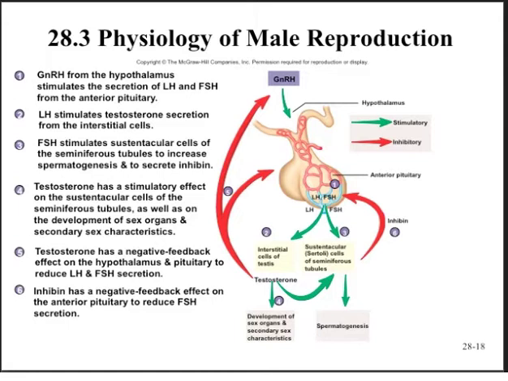Testosterone has a stimulatory effect on the sustentacular cells of the seminiferous tubules, as well as on the development of the sex organs and the secondary sex characteristics. Testosterone ultimately has a negative feedback on the release of GnRH, FSH, and LH, again in order to modulate sperm production so that it's not constantly at its highest possible rate throughout development. So you can see here the inhibition indicated by the red arrows and, of course, stimulatory effects by the green.